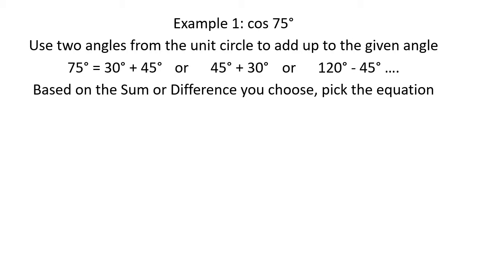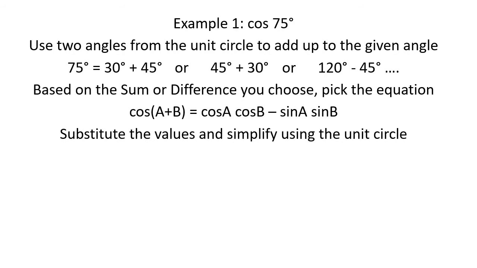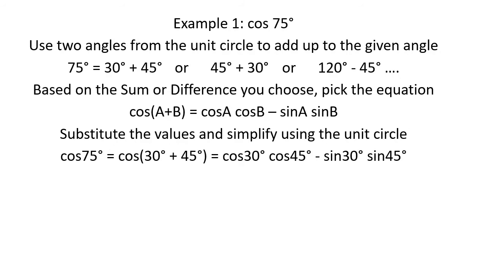So based on the sum and difference that you choose, you're going to pick the equation. Now we're doing cosine, and I'm going to use one of the adding ones. So I'm going to use cosine A plus B, which means I'm going to do cosine of the first, cosine of the second, minus sine of the first times sine of the second. Now you're going to substitute the values and simplify using the unit circle. So because I chose 30 and 45, I'm going to have cosine 30 times cosine 45 minus sine 30 times sine 45.